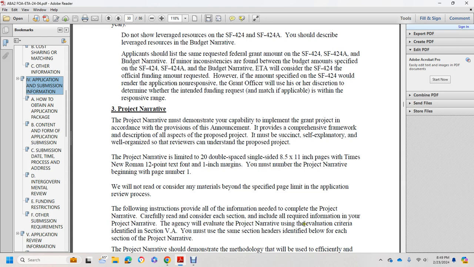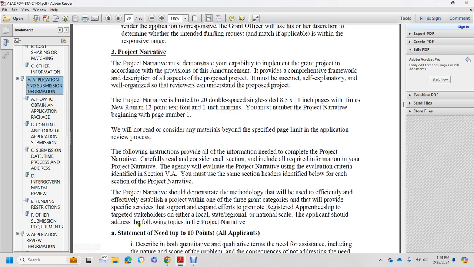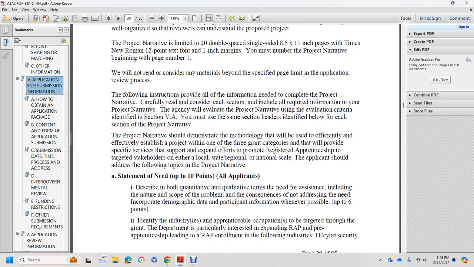The agency will evaluate the project narrative using the evaluation criteria identified in Section 5A. You must use the same section headers identified below within the project narrative. The narrative should demonstrate the methodology used to efficiently and effectively establish a project under one of the three grant categories that will provide specific service support and expand efforts to promote registered apprenticeship to a targeted stakeholder on a local, state, regional, or national scale. The application should address the following topics in the project narrative.